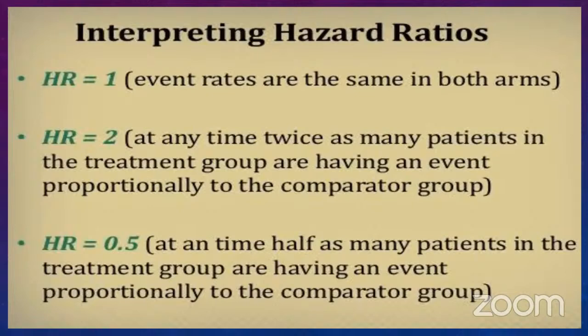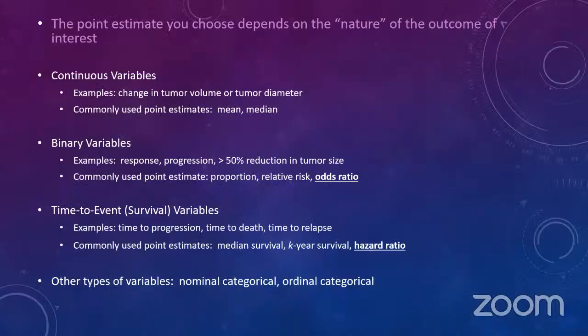Again, like odds ratio, risk ratio, everything, it is greater than 1 or lesser than 1. At hazard ratio 1, the event rates are the same in both groups. At hazard ratio 2, at a time t, there will be twice as many patients in the treatment group that are having an event. Hazard ratio 0.5 means there will be half as many patients in the treatment group that have a disease.